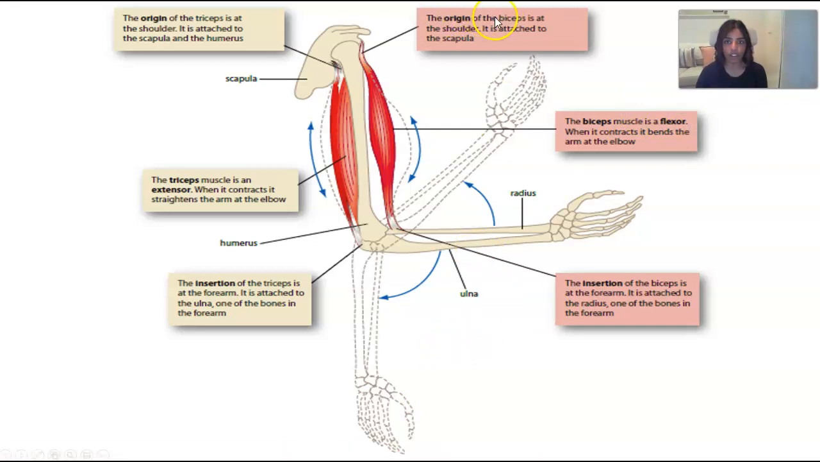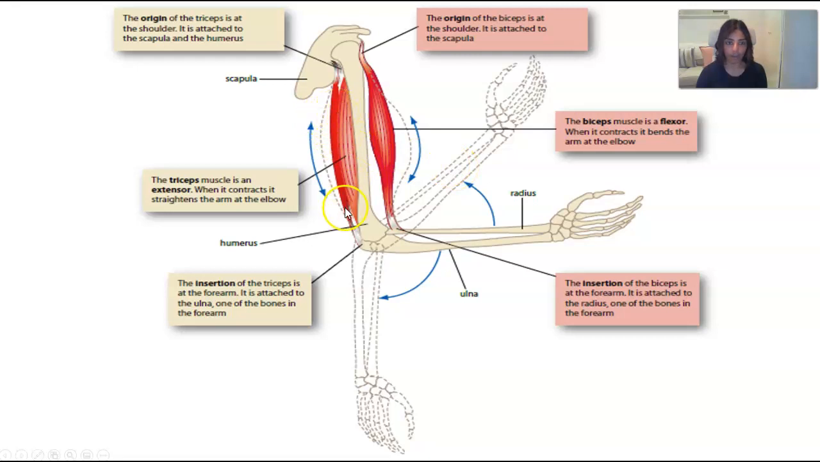We've got the origin of the biceps, which is attached to the scapula, so that's like the shoulder blade. The origin, remember, is the tendon, so tendons attach muscle to bone. The other end, we've got the insertion tendon, and this attaches onto the forearm. We have the biceps muscle here at the front, which is a flexor muscle. When it contracts, it decreases the angle of the joint here, so that allows for the movement of flexion.